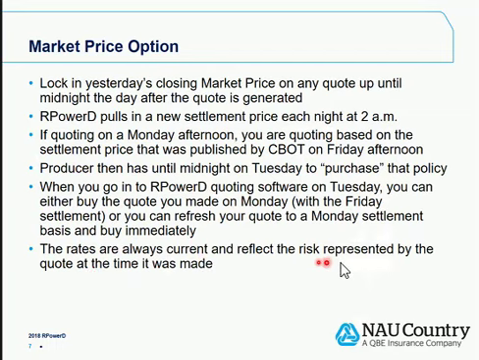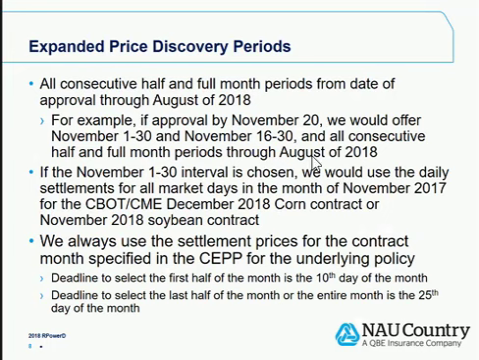The rates are always current and reflect the risk represented by the quote at the time it was made. So a way I describe that is the rating methodology on the RPowerD product is more like the options market than it is like a crop insurance rating methodology. So it's in real time, and the price of the product is actually going to be cheaper the further away from the month that you select, the cheaper the cost of the RPowerD is going to be. And we'll look at some examples of that here in a little bit, and you'll see some comments in addition to that.